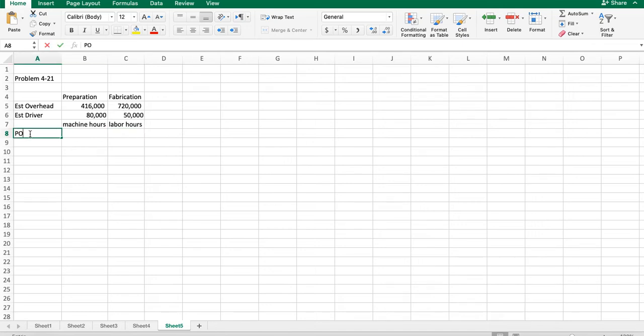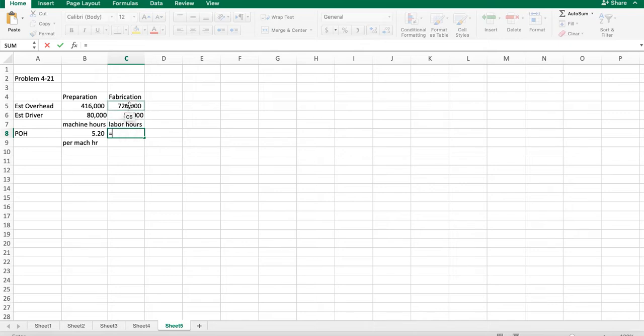So our predetermined overhead rate, and I told you guys in the previous video, I'll start abbreviating these things because we'll be using them a lot, is $5.20 per machine hour. For this one, we take our estimated overhead divided by our estimated driver, and it's $14.40 per labor hour.